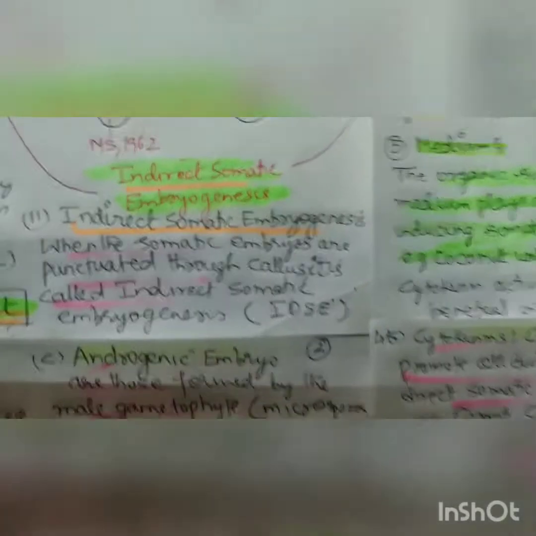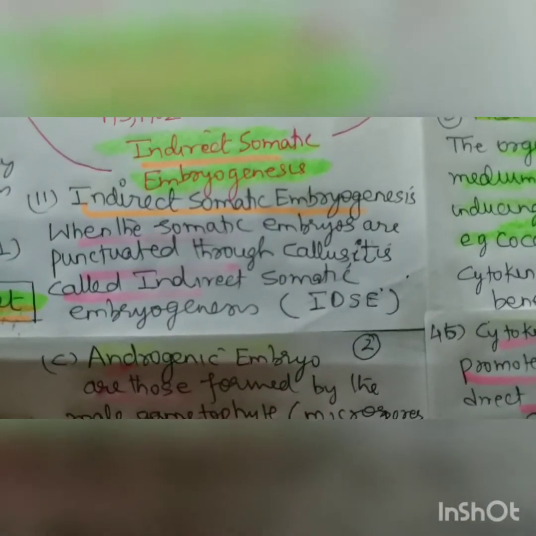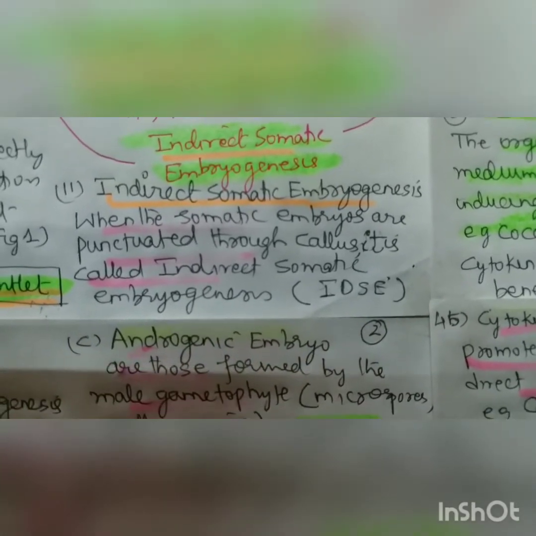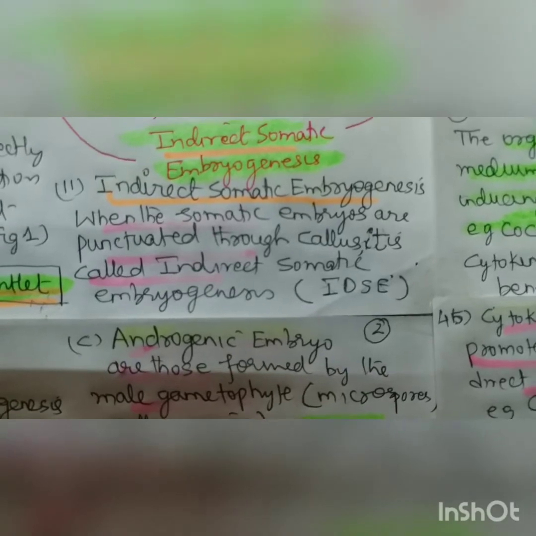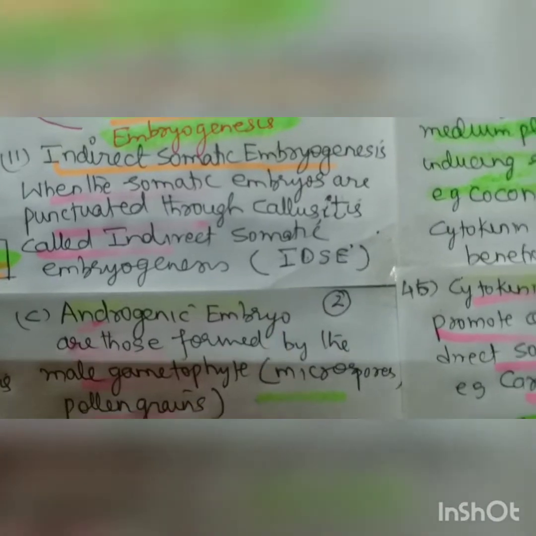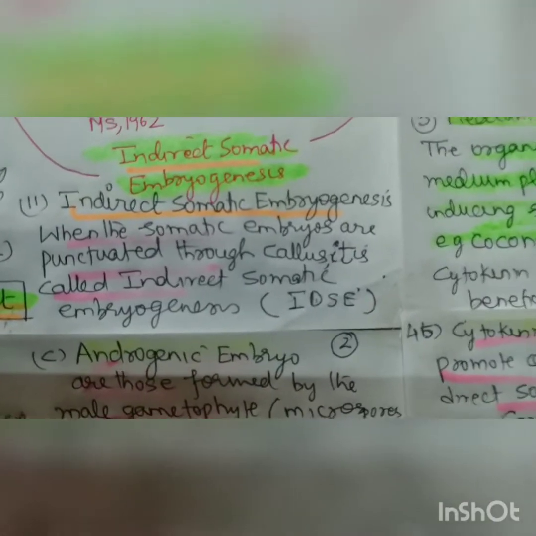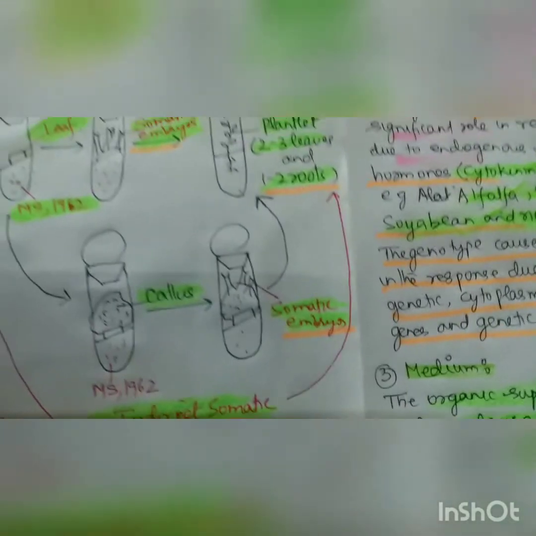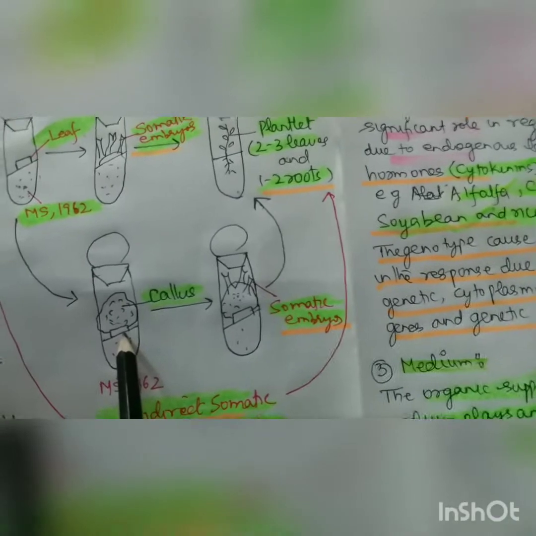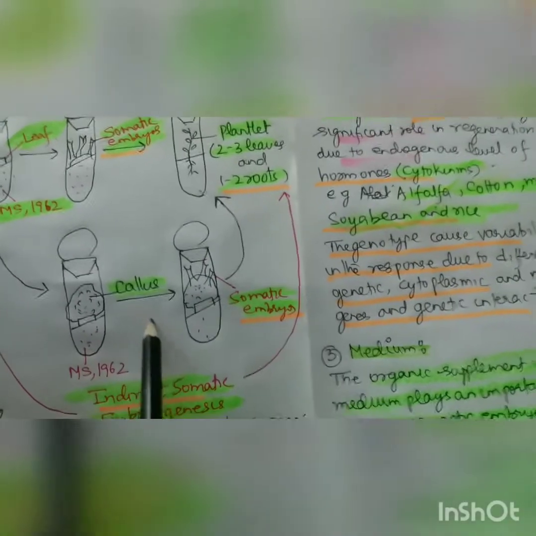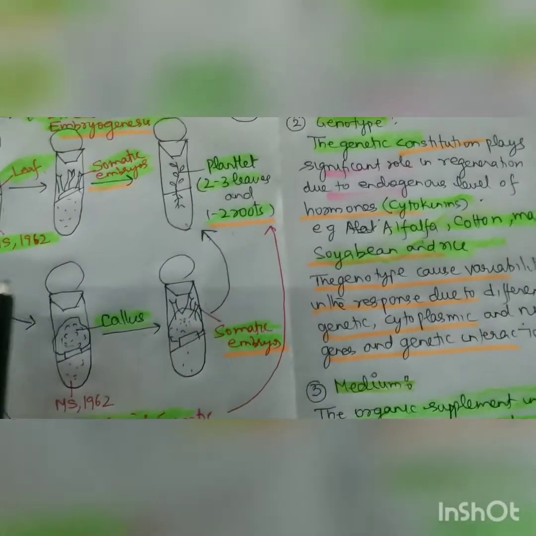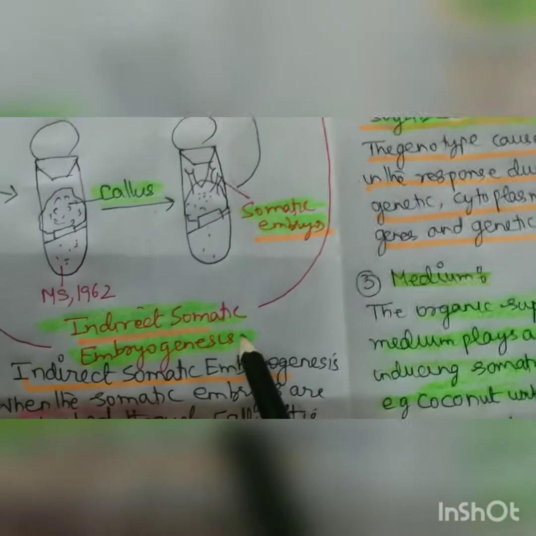The second type is indirect somatic embryogenesis. When somatic embryo formation is intervened through callus, it is called indirect somatic embryogenesis, also called IDSE. And the question arises, what is callus? Callus is an unorganized mass of cells. The second phase is that it forms a callus, an unorganized mass of cells. The medium is the same, and then this callus gives rise to bipolar somatic embryos or PLBs. This is called indirect somatic embryogenesis.